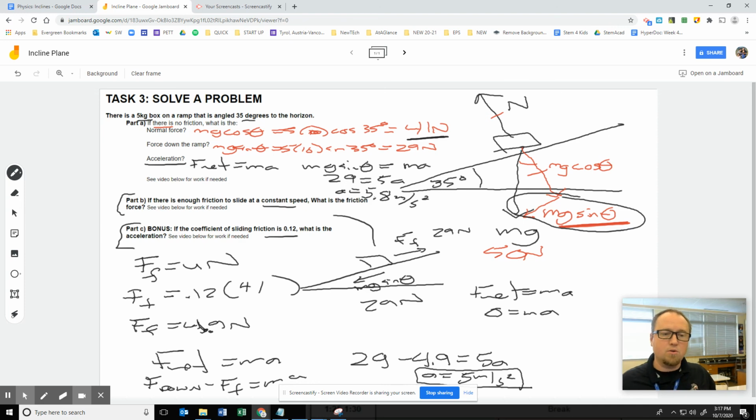Okay. So notice when they give you a coefficient of friction, you're going to plug it into your fun equation that relates friction, mu, and normal. But the normal force is not your weight force.